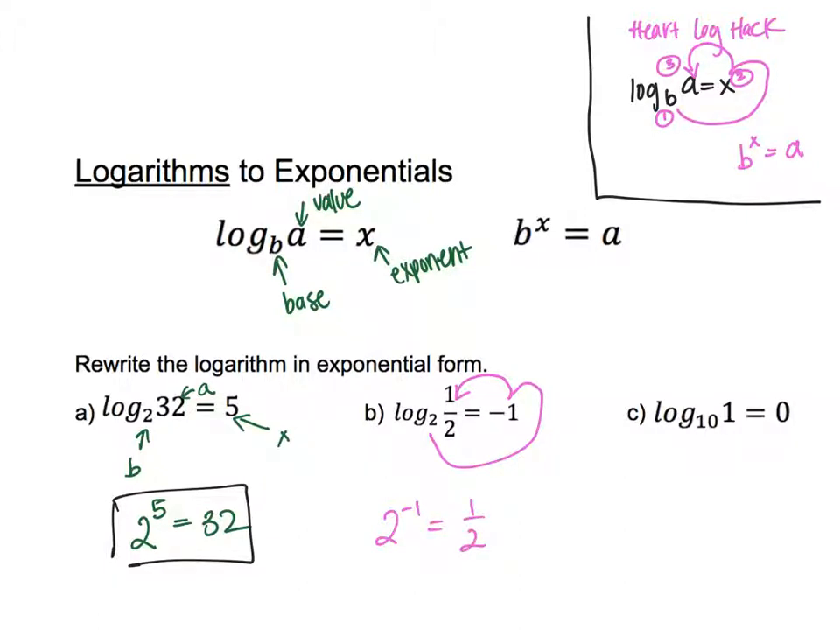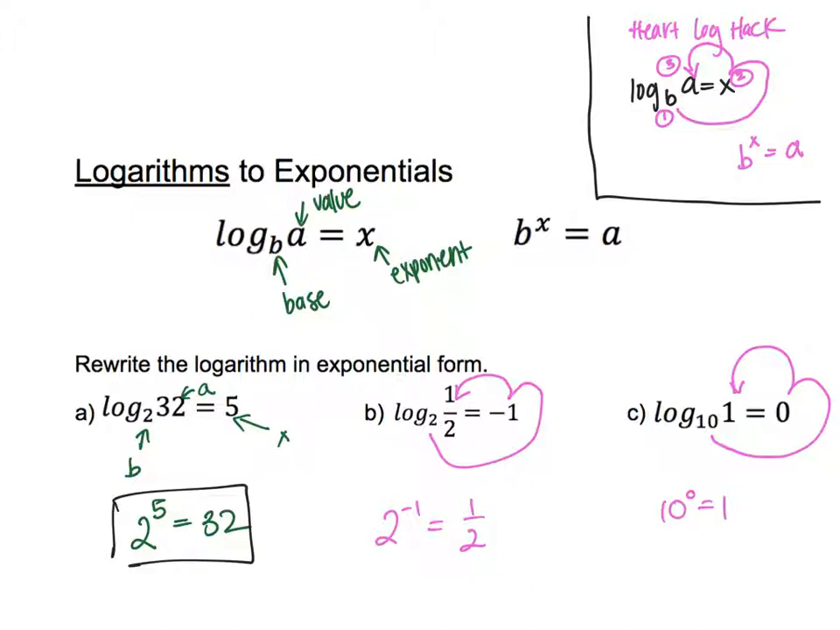I'm going to do this again with part C. So I'm going to go from the base 10 to 0 to 1. Make my heart. So this is 10 to the 0 power equals 1. Which makes sense, right? Anything to the 0 power equals 1.